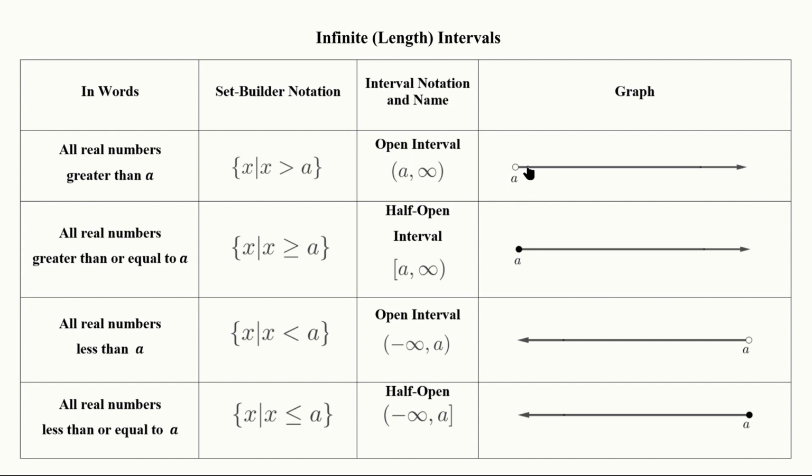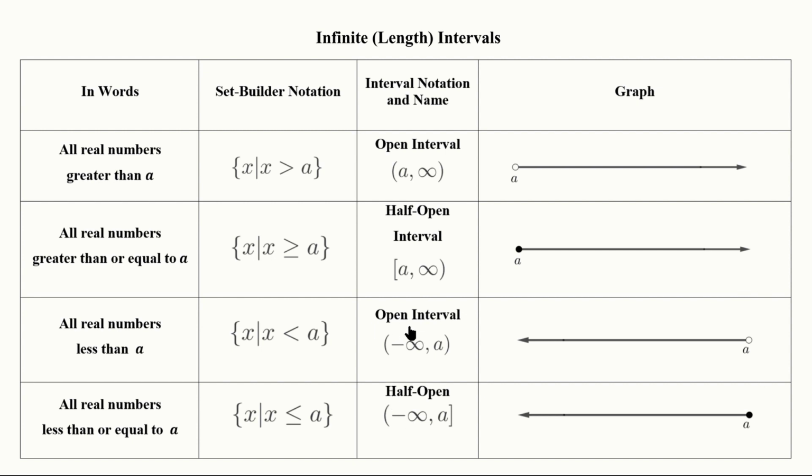Now, that is an open interval because notice you have parentheses on both sides. Now, again, here's an interval where we want all numbers greater than or equal to a. So that means we want to include a as well. So for this, we put bracket a comma infinity, like that.